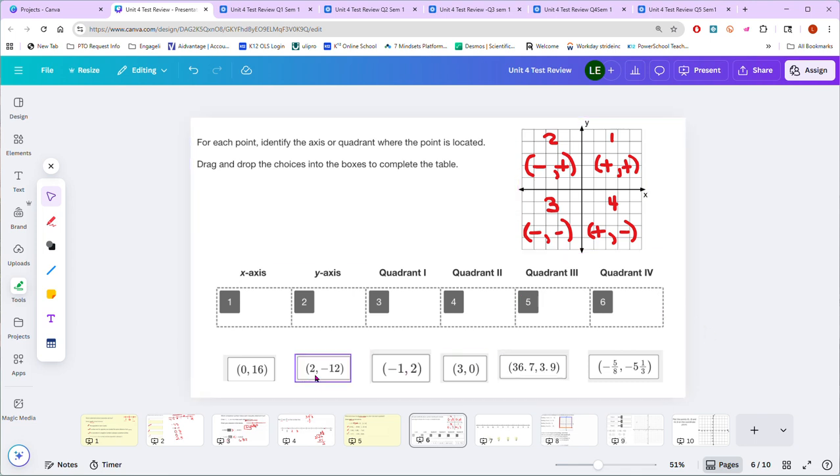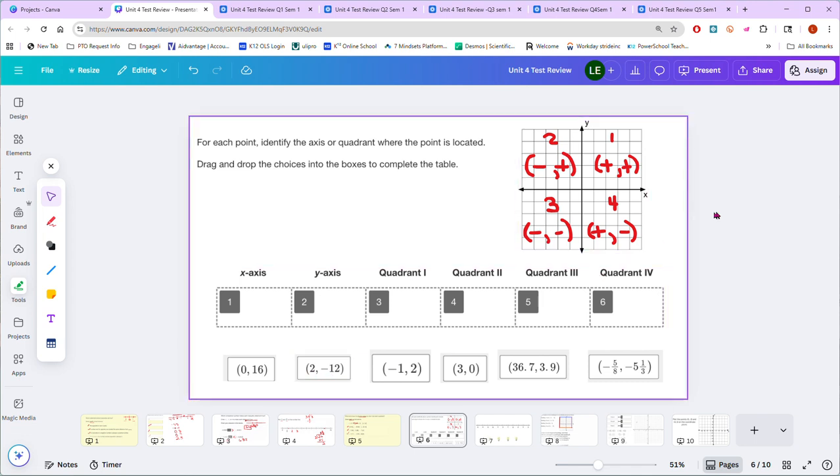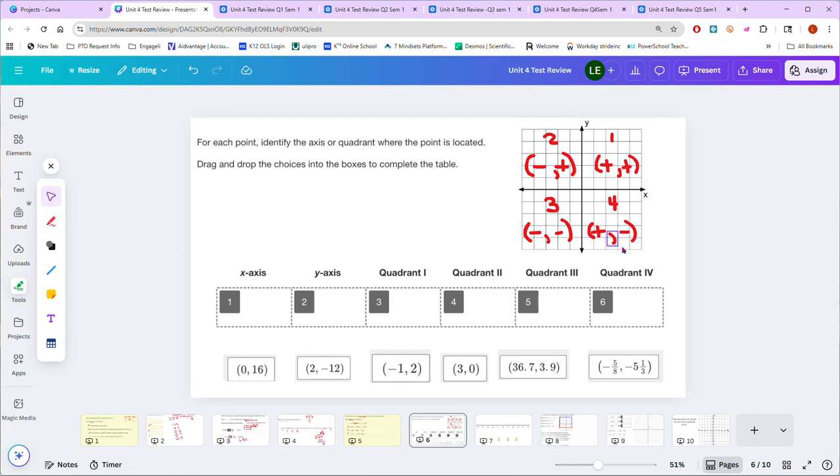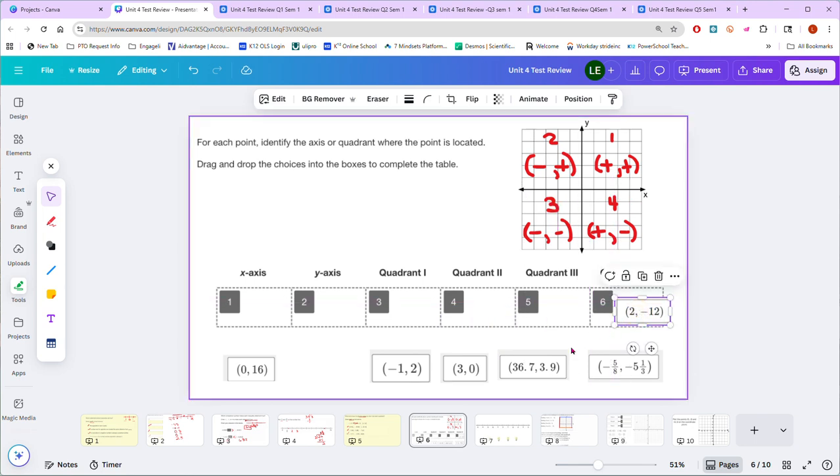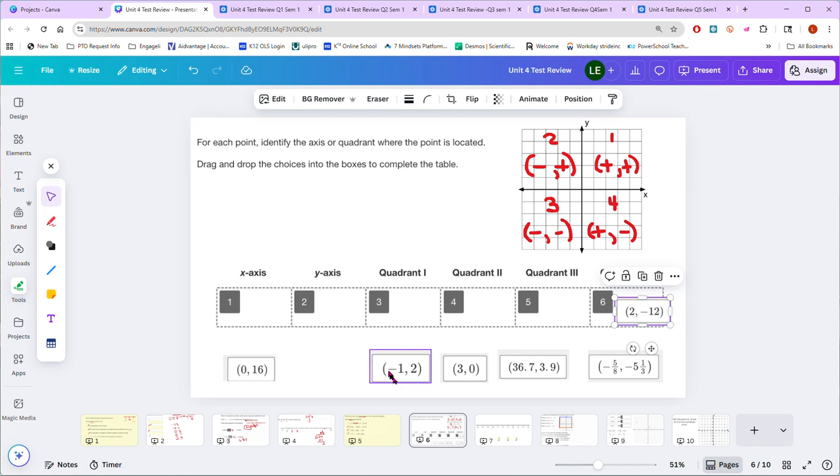So here I have a positive 2 and a negative 12. I'm simply going to look where is positive and negative. And the only time that happens is in quadrant 4. Positive, negative, so that would go to quadrant 4. This one has a negative and a positive. Negative first, then positive. So if I look here, we have negative and positive, so that would be in quadrant 2.